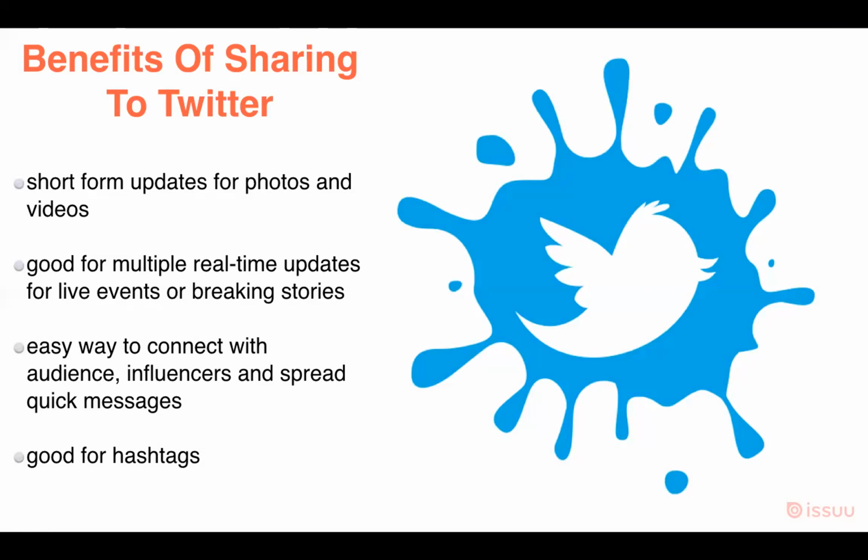We also have Twitter on here. You can easily share any content to Twitter. They've recently opened this up to more long form content where you can include videos or long articles, full publications, and now it's really easy to share your content from Issuu through Twitter. So some of the benefits to Twitter: short form updates for photos and videos, good for multiple real-time updates for live events or breaking stories. It's an easy way to connect with the audience, influencers, and spread a quick message, and it's ideal for hashtags.